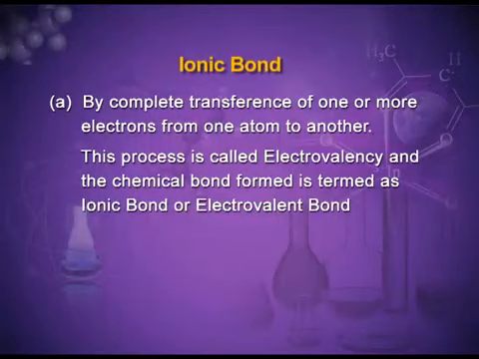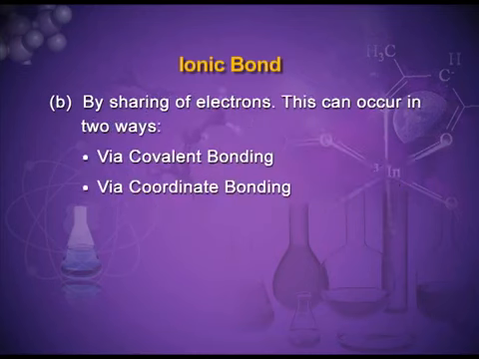Ionic bond. An ionic bond is formed by the complete transference of one or more electrons from one atom to another, and this process is called electrovalency, and the chemical bond formed is termed the ionic bond or the electrovalent bond. By sharing of electrons, a covalent bond is formed. When one electron from each atom is shared, then it is a normal covalent bond. But in a special type of sharing, when both the electrons are contributed by one atom, it is a coordinate bond, a special type of covalent bond.